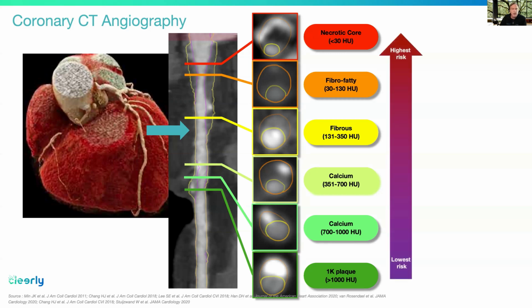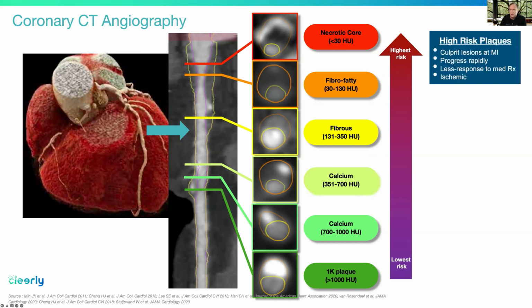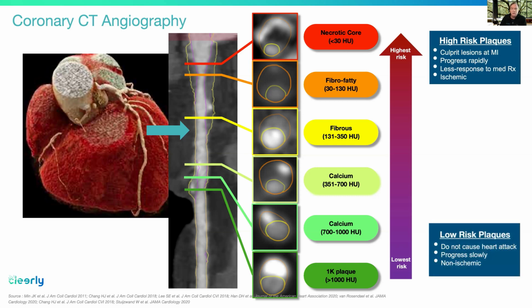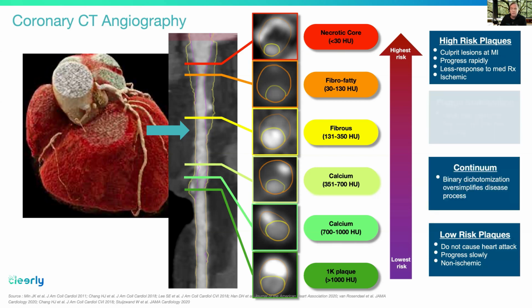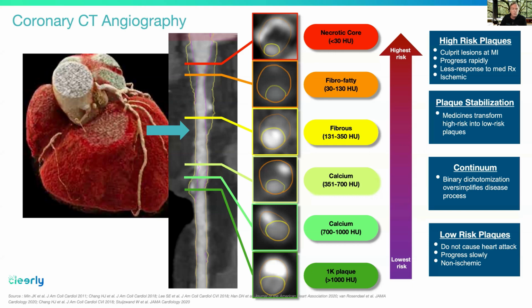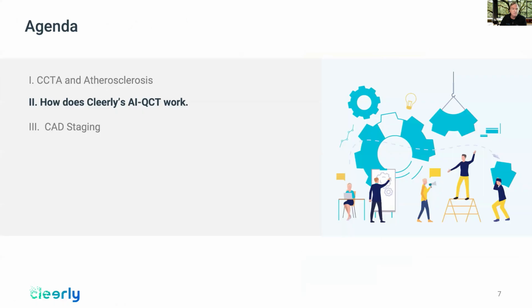So if you look at the very highest category here, where we see the darkest plaque in the center, this is the CT equivalent of a necrotic core. This is a plaque that has high lipid content, and then we can go to fibrofatty content, and then eventually calcified content. We know that those high-risk plaques connote the highest risk to the patient, and they can be the culprit lesions at MI. The lowest risk plaques are much more stable, the calcified ones, and there's a continuum of risk between the two. But we've also learned that we can stabilize these plaques with medication and diet and exercise.